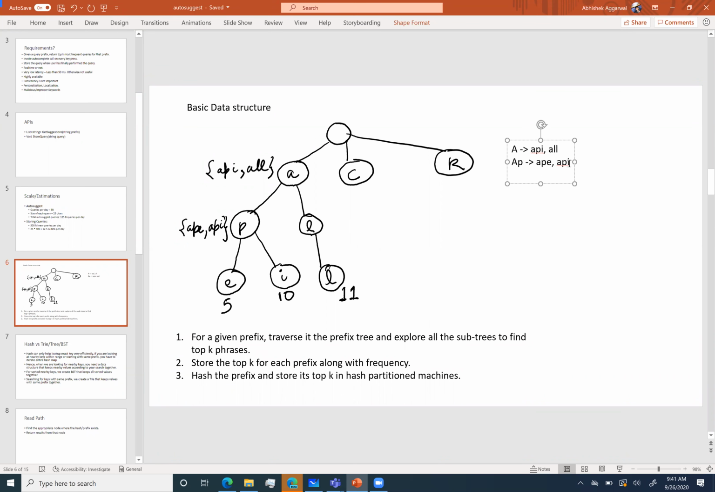So one question: I believe there is a comment on personalization. Does the trie structure consider the user preference? Because if two users are typing A, one has to get API, the other has to get something different. So let's separate that and keep it aside. That's visual thinking. Let's try to solve the basic problem at hand, and then we can add a layer of personalization. Okay.